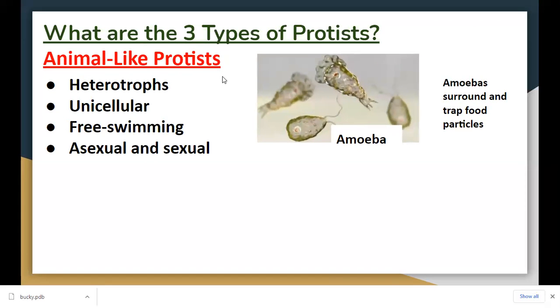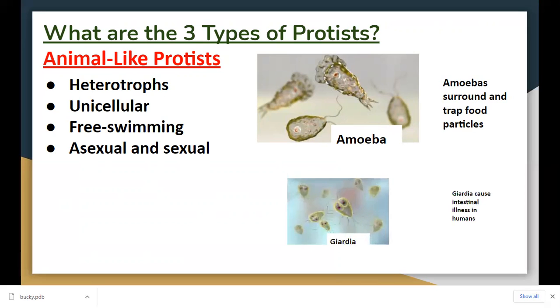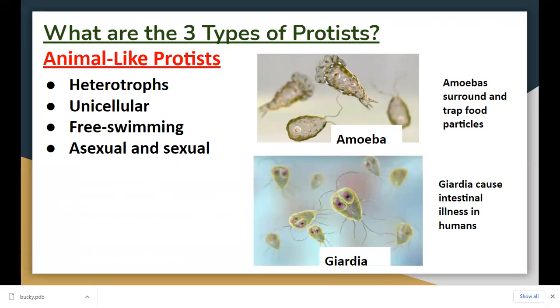So there is an amoeba. That is an animal-like protist. Amoebas will surround and trap the food particles. So they have to eat, right, by trapping their food. They cannot make their own food. They're heterotrophs. The Giardia, which we talked about being one of the parasites in water, right? They are also an animal-like protist. And they do have little, looks like eyes, don't they? They cause intestinal illness in humans, which we talked about.